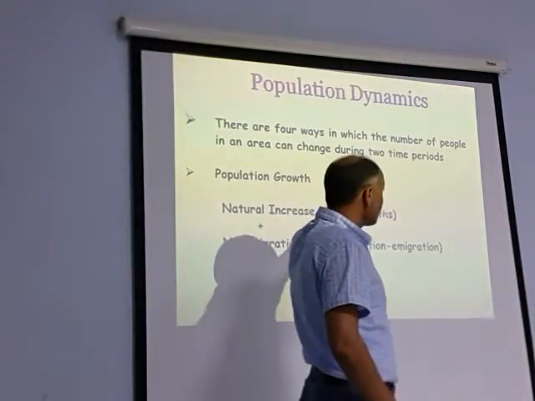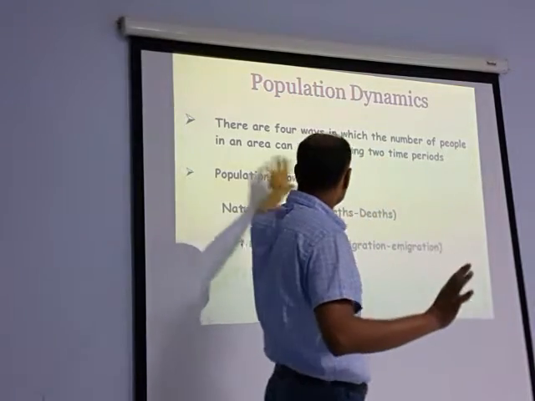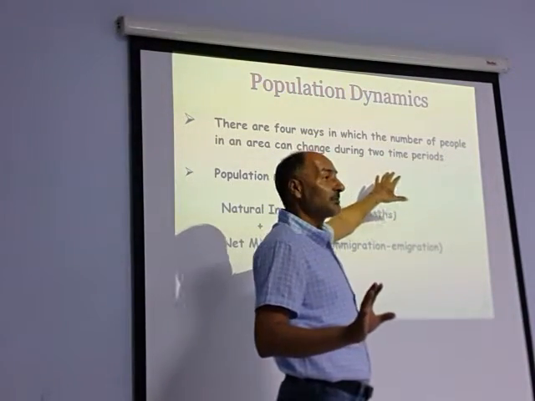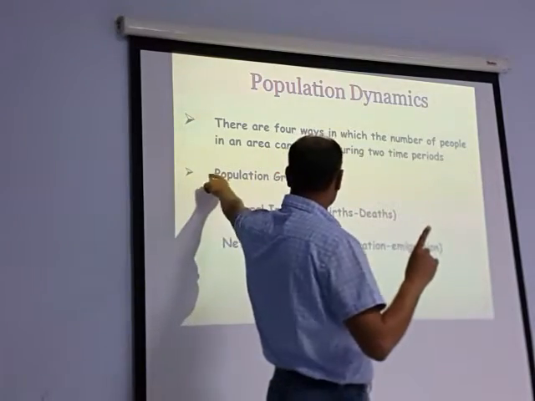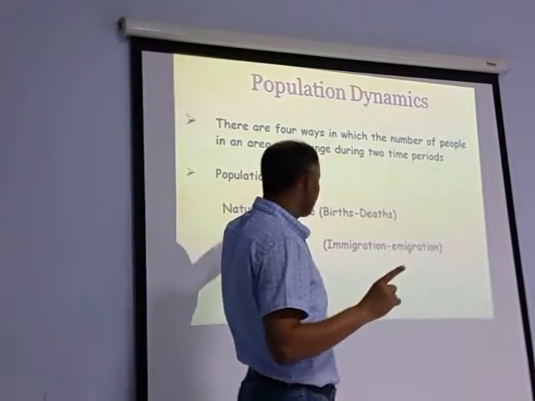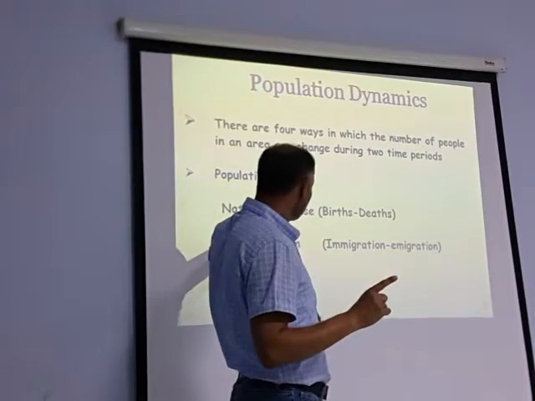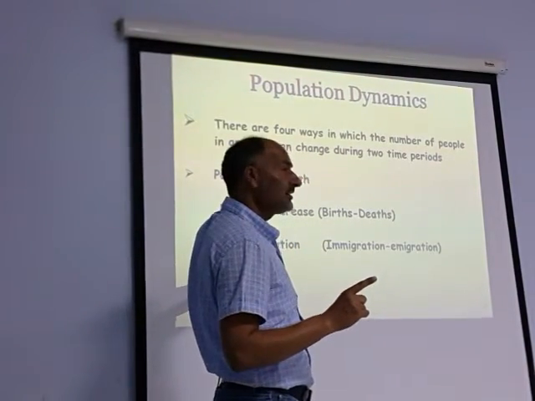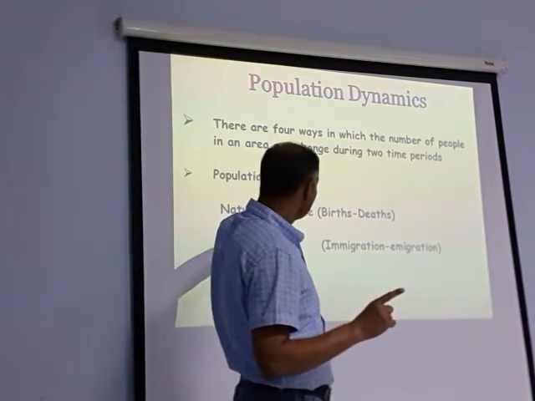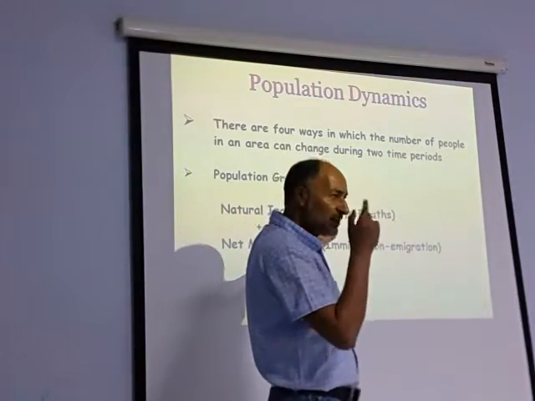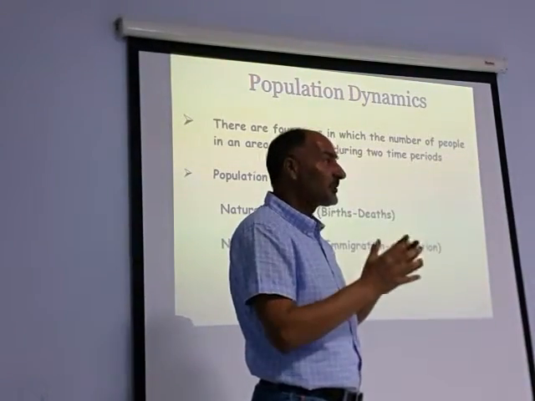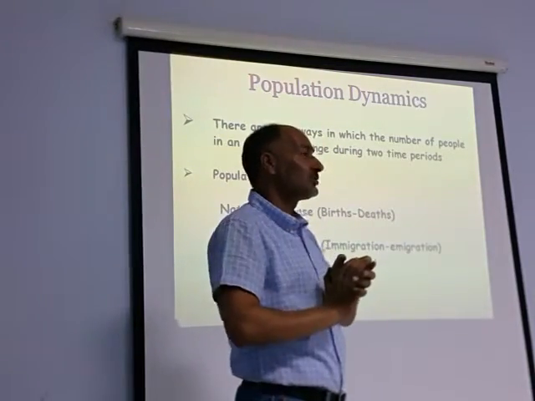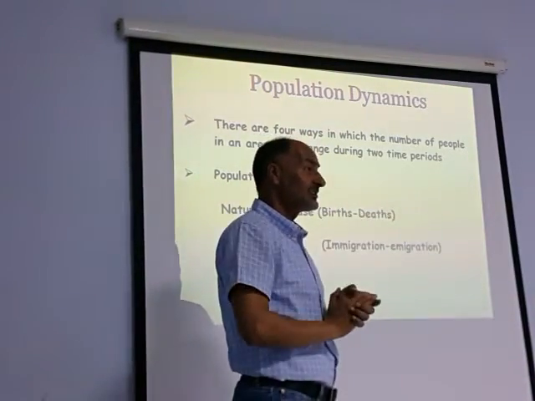So there are 4 ways in which the number of people changes over time. I say change. I never said increase or decrease. So population growth, what happens? There are 2 things, natural increase and migration. The natural increase means you have to know what was the number of births in 1 year, and what was the number of deaths in that year. So you will come to know whether it has increased or decreased.